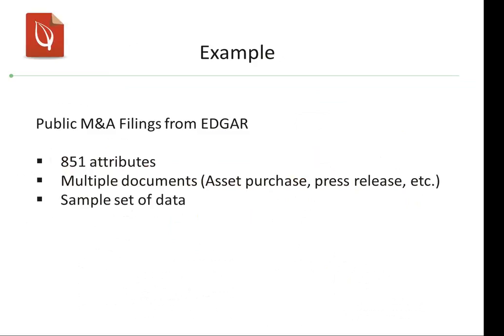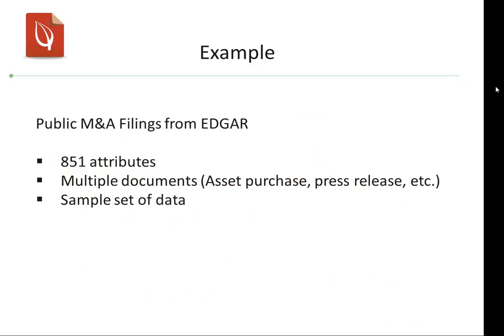We did a project for a company where they wanted us to abstract information from public merger and acquisition filings from the SEC EDGAR site. So that's why I feel comfortable that I can share this data with you. It was actually massive amounts of data they wanted, 851 different attributes pulled from multiple documents. It might be the asset purchase agreement, it might be a companion document, and even the press releases we abstracted from to get some of the information. And what I'm going to show you next is just a sample set of that data.